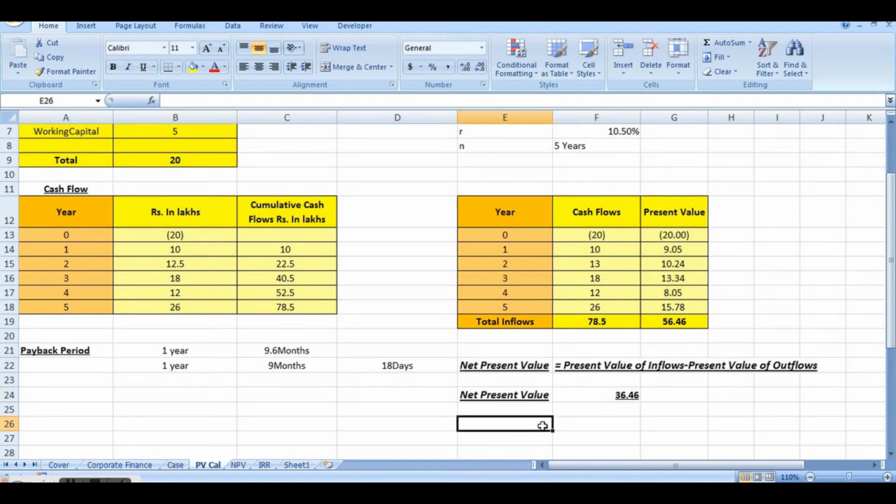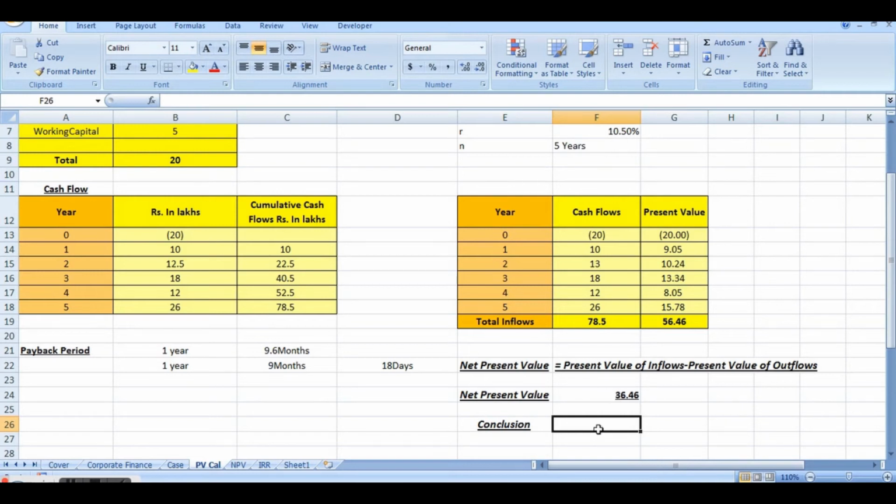Now if we have received this value as 36.46, should we accept the project? We can give the conclusion as: if the net present value is positive, the project should be accepted. But if the net present value is negative, we should reject the project, because there is no point in accepting a project which does not give you value benefits considering time value of money.